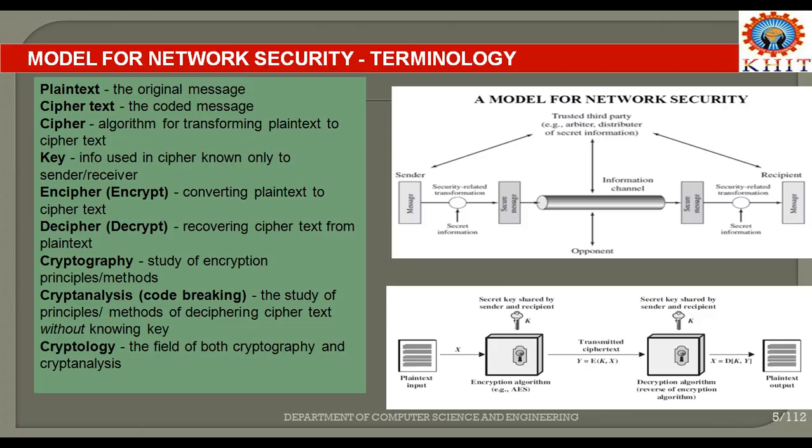Encrypt. What is encrypt or encipher? Converting plain text to ciphertext. Encryption is the process of converting the plain text to the ciphertext. It can be done at the sender side. Decipher. This is nothing but decryption. This is recovering plain text from ciphertext, converting the ciphertext to the plain text. Generally, this is done at the receiver side.